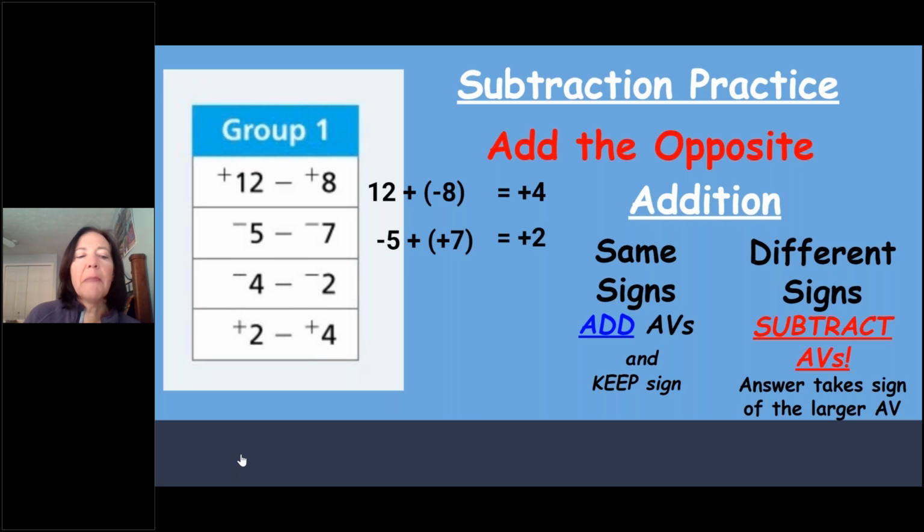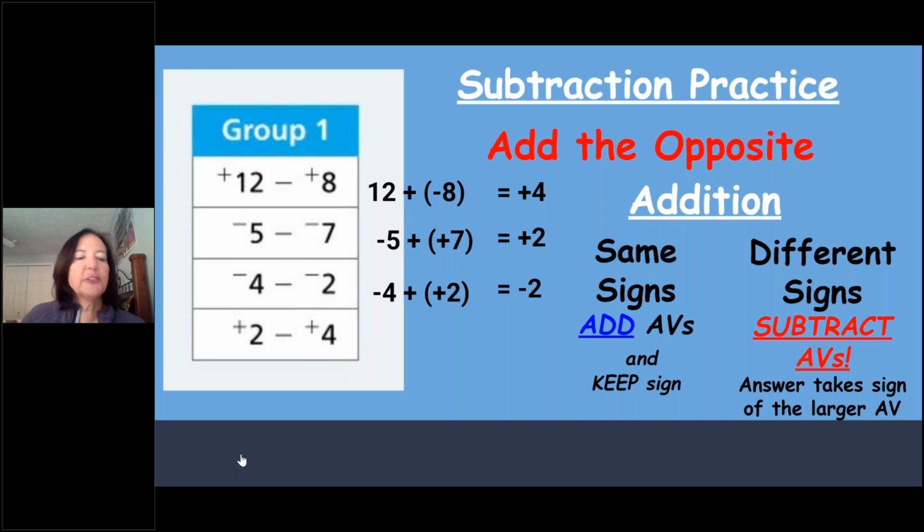What about negative 4 minus a negative 2? Help me rewrite that one, adding the opposite. Negative 4 plus positive 2. Is exactly correct. What's the answer to negative 4 plus positive 2? Remember, they're different signs, so the answer is going to keep the sign of the larger absolute value. Negative 2 is correct.